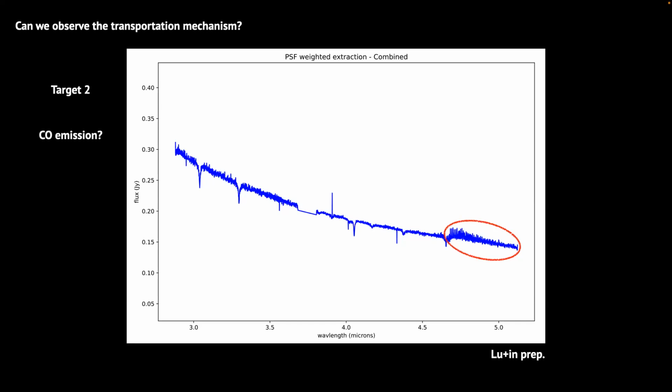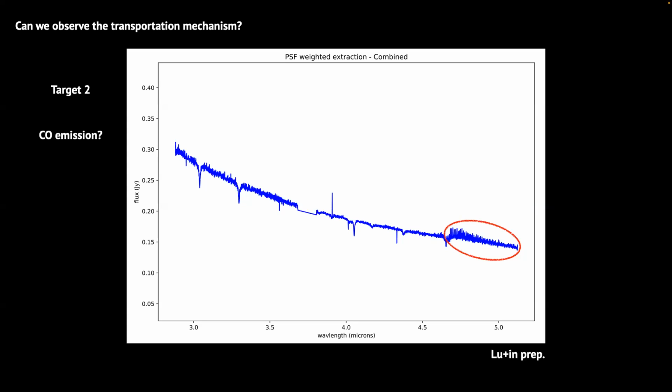So yeah, we're working on the interpretation of this. I have to say that the slit is fairly big, and these targets are not close. So we could just be getting a lot of the disk within the slit, and we could be getting emission from it. But I have to say, it's like a significant emission.